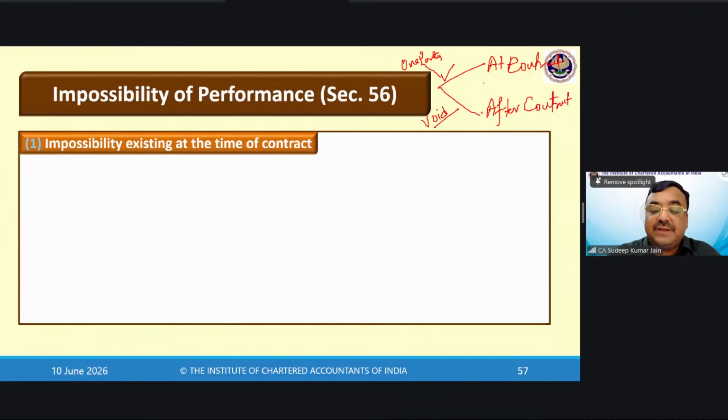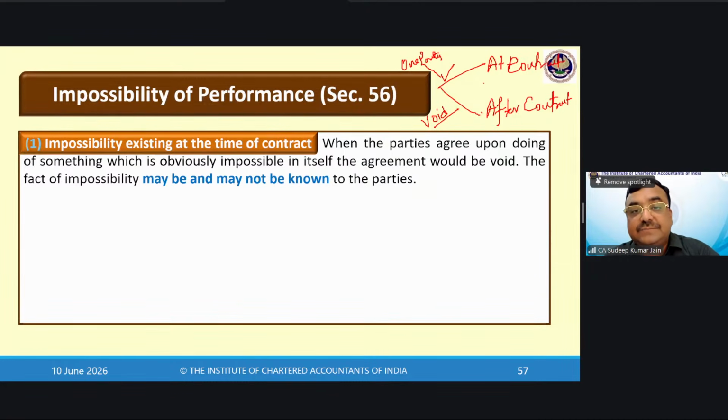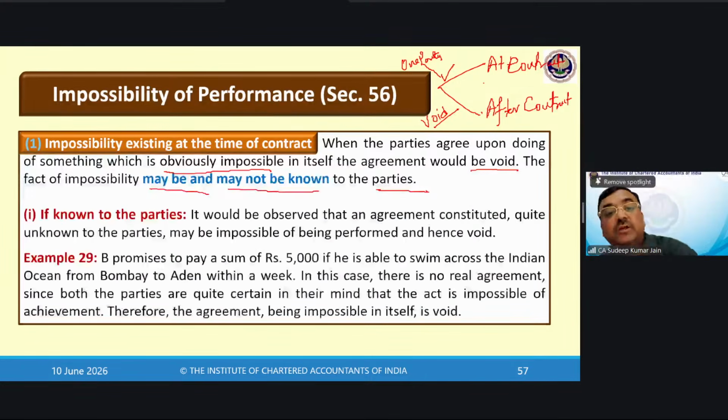Impossibility existing at the time of contract. When the parties agree upon doing of something which is obviously impossible in itself, the agreement would be void. The fact of impossibility may be known and may not be known to the parties. Whether known or not known, the contract is void.